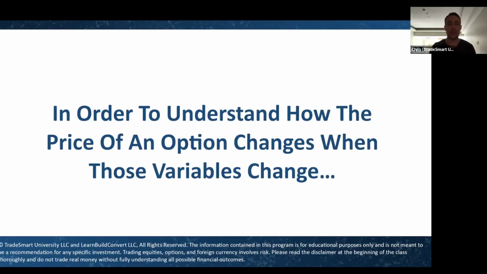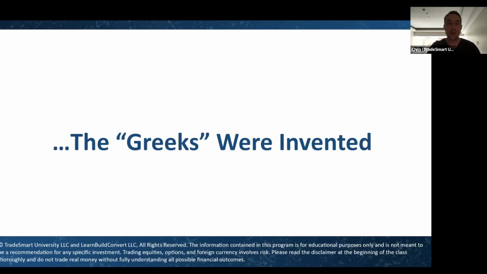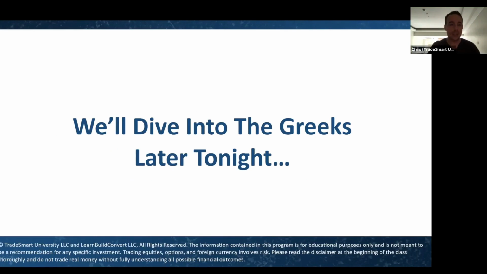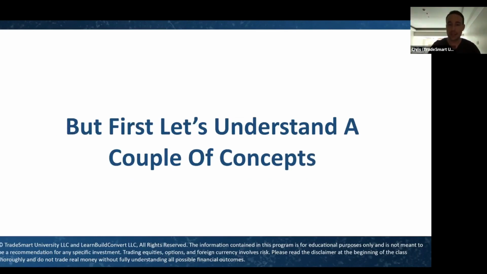So in order to understand how the price of an option changes when those 5 variables change, because those are constantly in flux, as you know, well, that's why the Greeks were invented. So what the Greeks are is they're a series of variables that describe how an option's price changes. Now, we'll dive into the Greeks a little bit later on tonight, but first, let's understand a couple of concepts before we dive into the Greeks.